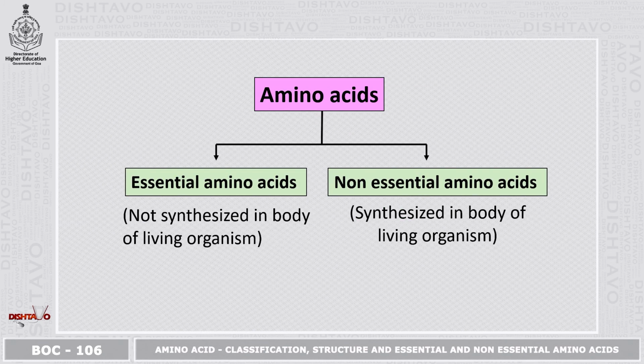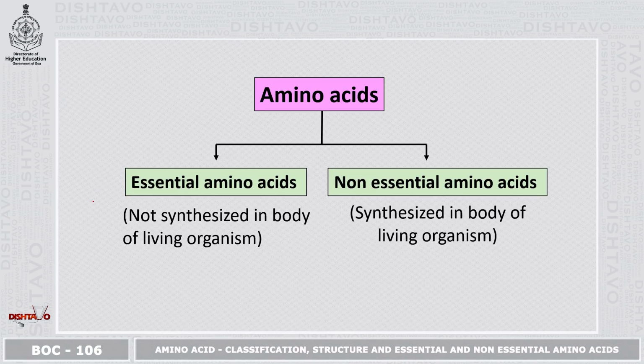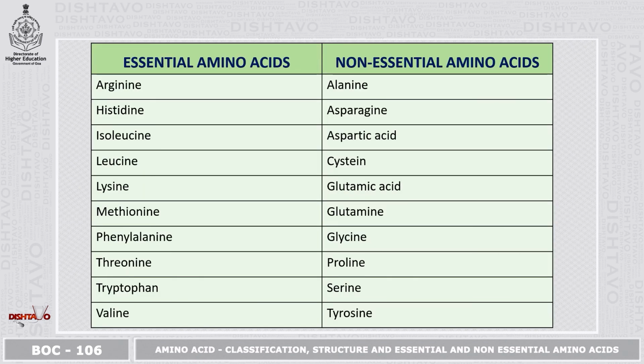Amino acids are also classified based upon the nutritional content, like whether these are required by the living organism or whether they are synthesized basically. So, nutritionally essential and nutritionally non-essential amino acids. Sometimes they are also referred to as essential and non-essential amino acids. If the amino acid is not synthesized in the body of the living organism, it is referred to as essential, whereas non-essential, if the amino acid is synthesized in the body of the living organism, it is referred to as non-essential. So, these are the examples.